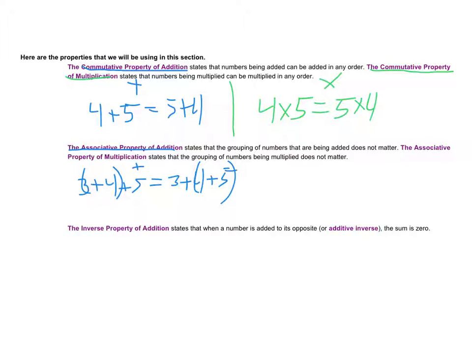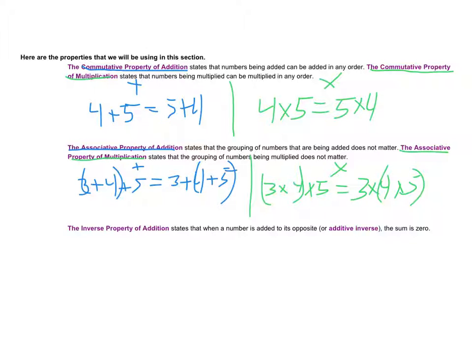Same with multiplication. So the associative property of multiplication says that, again, with more than two numbers, so I'll bring back my 3 times 4 times 5. Okay, if I want to group two of them together, I can. If I want to group 3 and 4 together, that's fine. Or if I want to group 4 and 5 together, I still get the same answer.